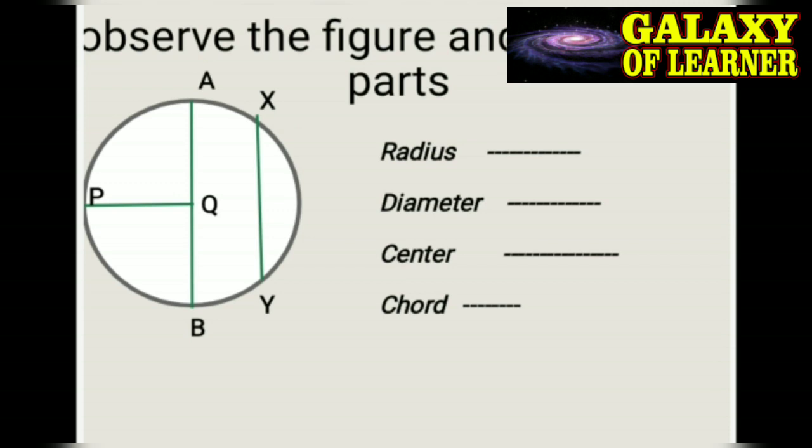Now student, in this slide, this is the question for you. Observe the figure and name the parts. Now first is radius, second diameter, third center and fourth chord. Now first radius. Can you tell me which is the radius on the circle? Yes, P and Q. This is the radius on the circle. Next is diameter. Where is the diameter on the circle? Line A and B is the diameter of the circle.